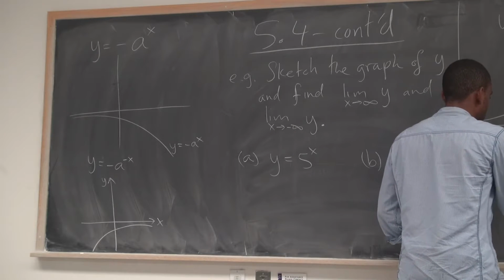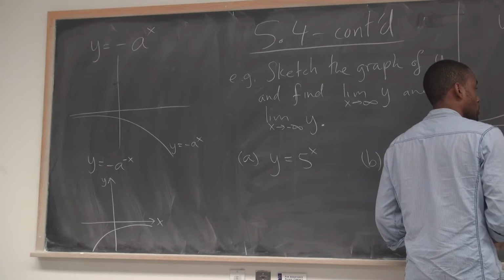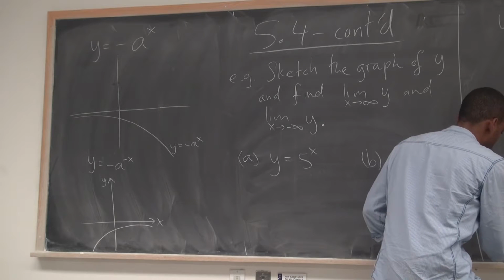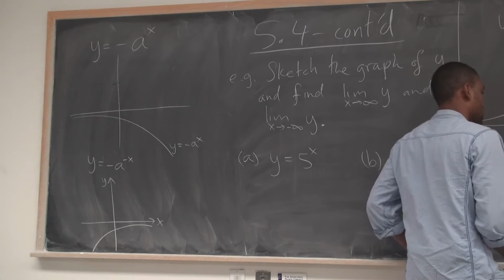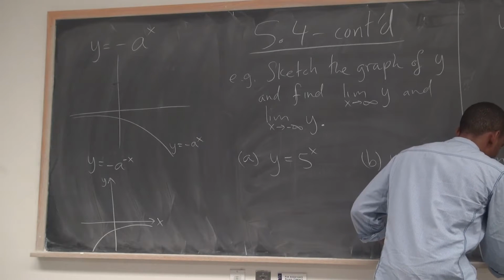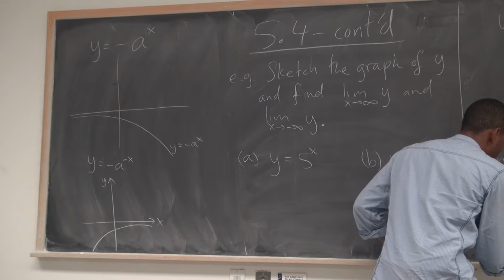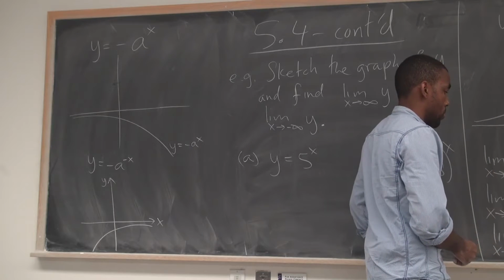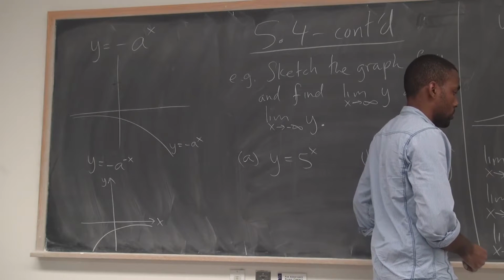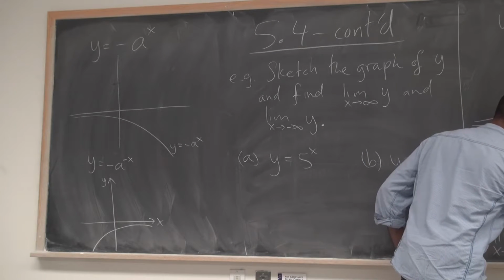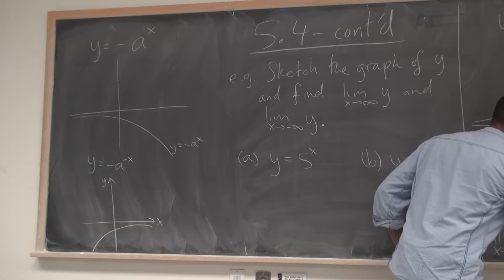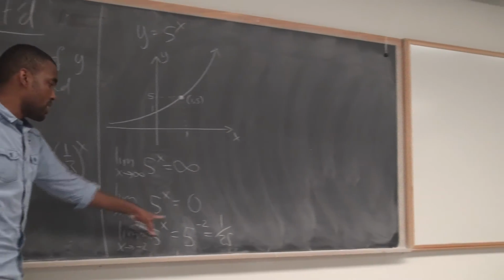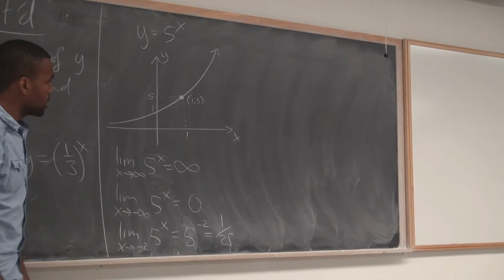Limit as x goes to infinity of 5 to the x. Infinity. Limit as x goes to minus infinity of 5 to the x. 0. Limit as x goes to minus 2 of 5 to the x. One over 25, right? You can literally just plug it in, 5 to the minus 2. Don't forget that about your limits. If your function is defined, you can just literally plug in the number.